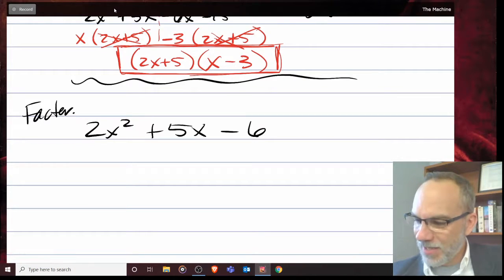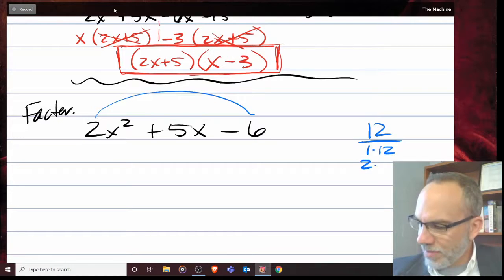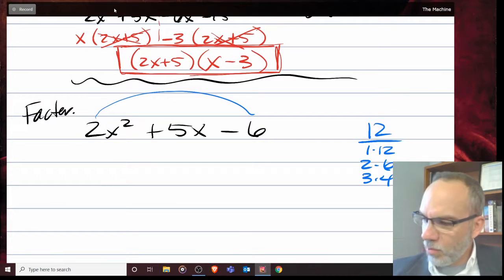Well, let's see if you have the same process I do. So I'm going to take, there's no common factor. I'm going to take 2 times 6, that's 12. And factors of 12 are 1 and 12, 2 and 6, 3 and 4. Which pairs of factors, when I subtract them, give me 5?